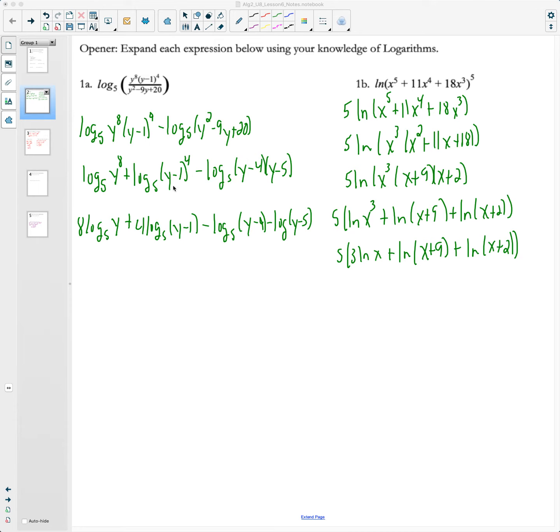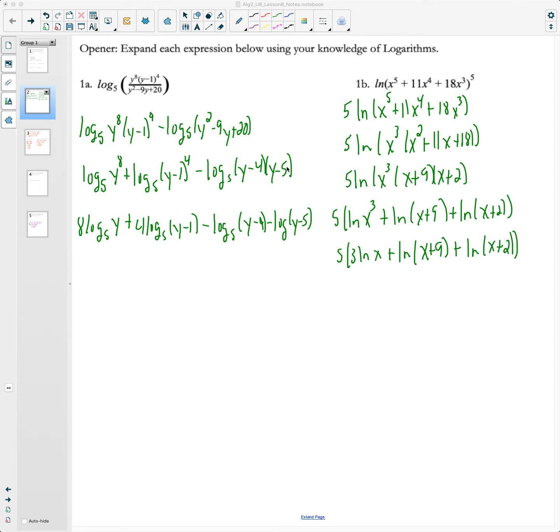Now we have to go back and reevaluate. What's my major property, major rule? What can I do here? That's the power rule. So now I can take the 8 and move it out front as a product. Same thing with our second part. I can now take this 4 and move it out front as a product.